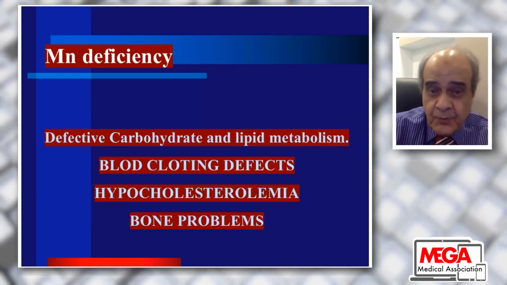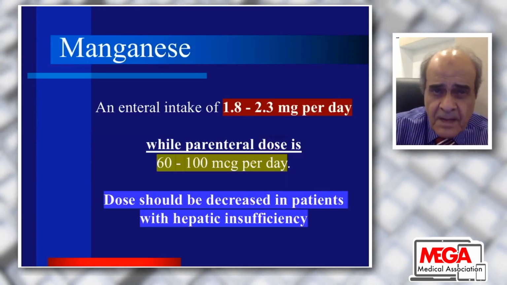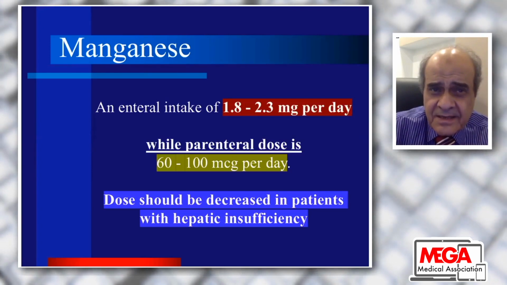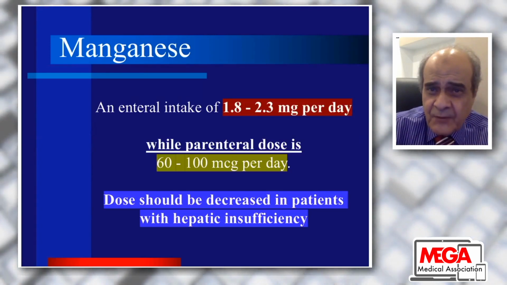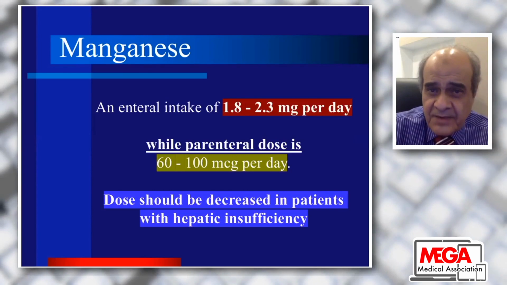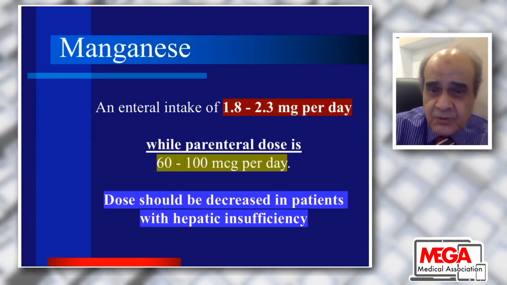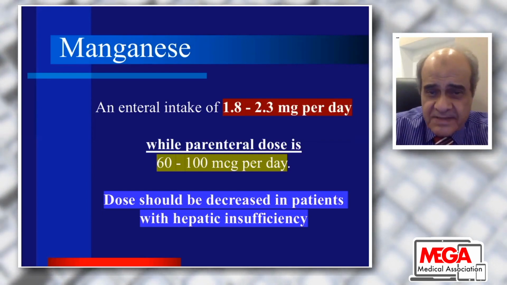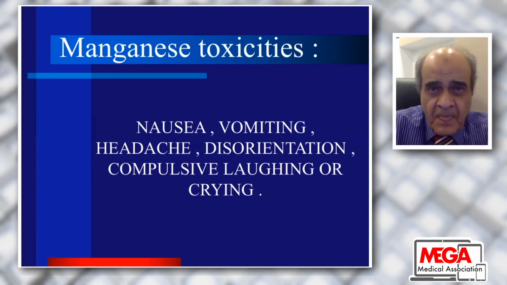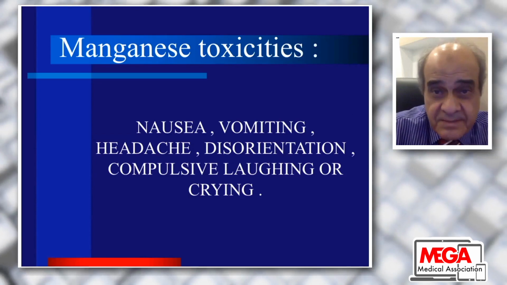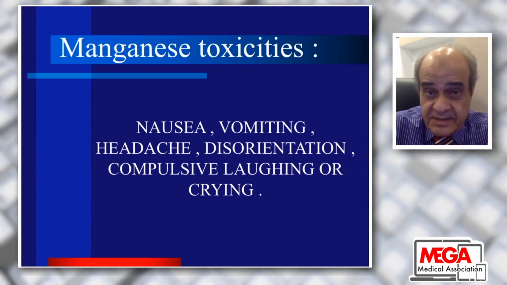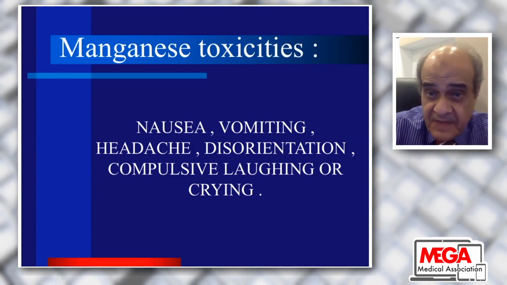and bone problems. Manganese enteral intake is about 2 milligrams per day, while the parenteral dose is from 60 to 100 micrograms per day. Those should be decreased in patients with hepatic insufficiency. Manganese toxicity may lead to nausea, vomiting, headache, disorientation, and compulsive laughing or crying.